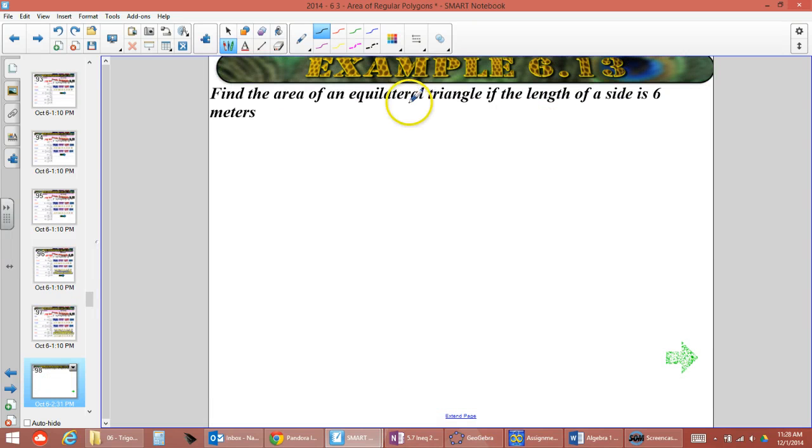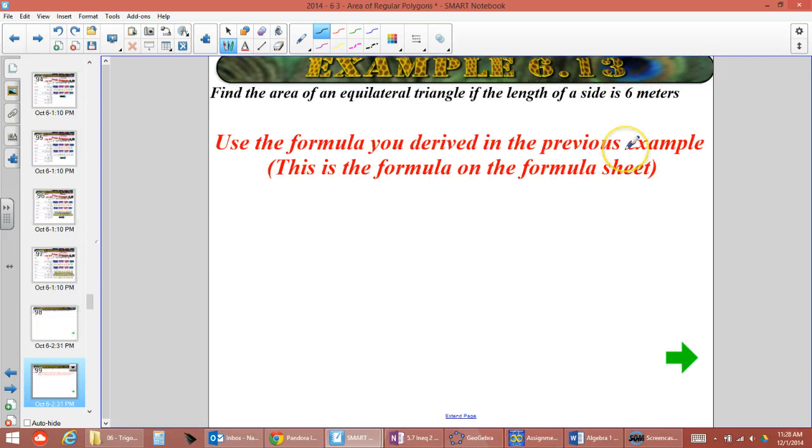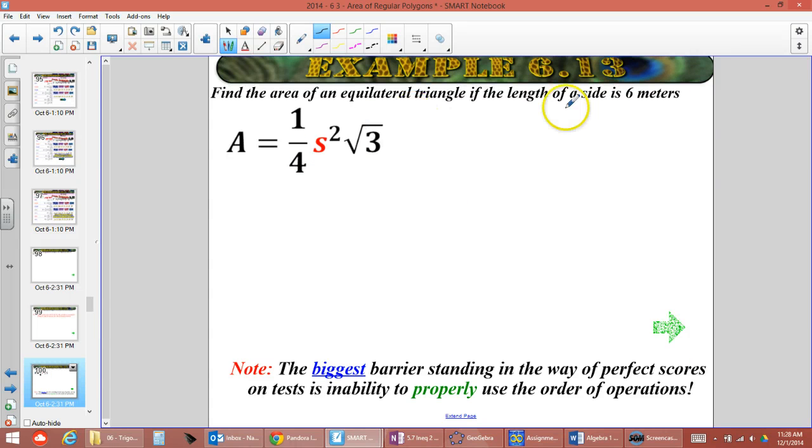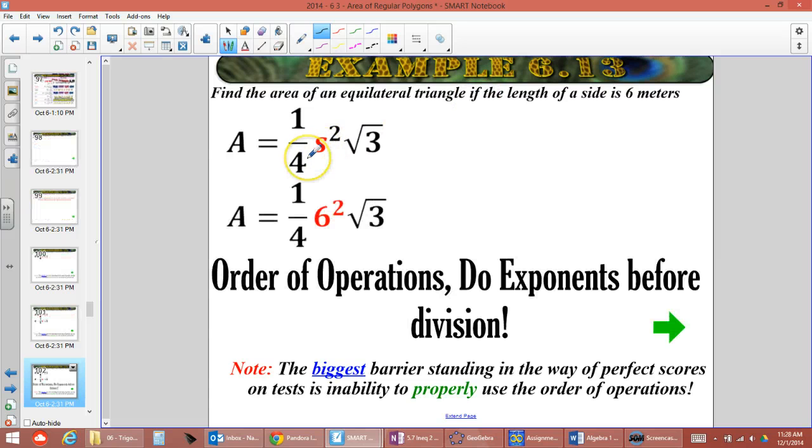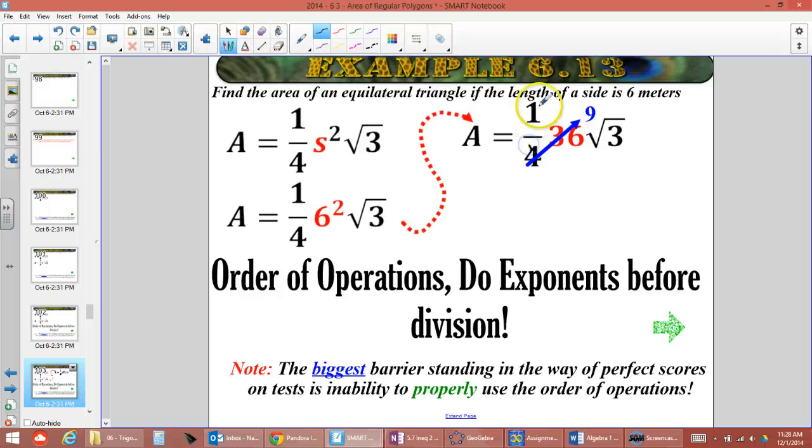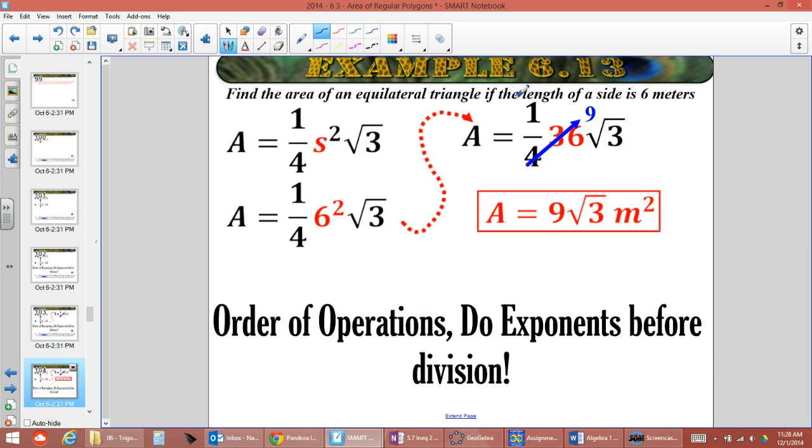Right here, the area of an equilateral triangle if the length of a side is 6 meters. I just found that formula, and all I need to do now is take the 6 meters and plug it in. And I square it, and then I divide that by 4 or multiply it by 1/4, however you want to look at it. And I end up with 36 times 1/4 is 9 root 3 meters. Since we use meters, we have to use meters squared as our answer. Okay, so I went a little quick there. All you're going to need to use is this equation right here and be able to plug in the side length.